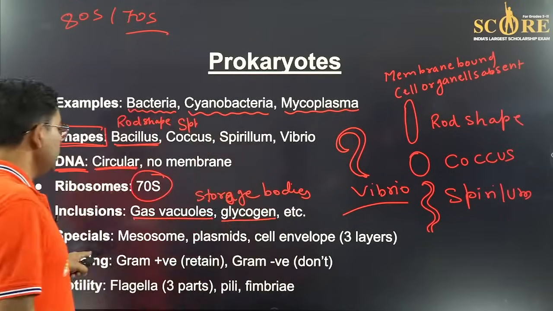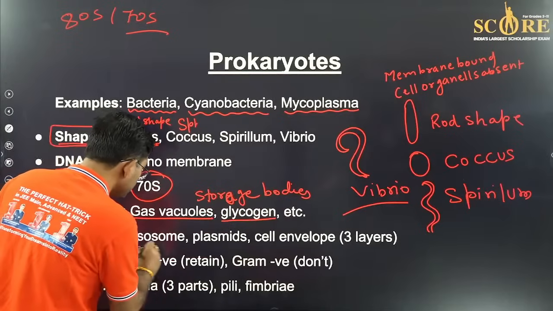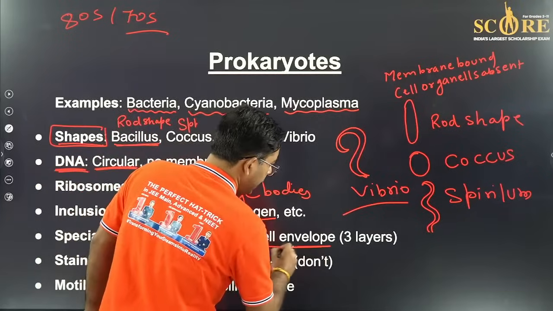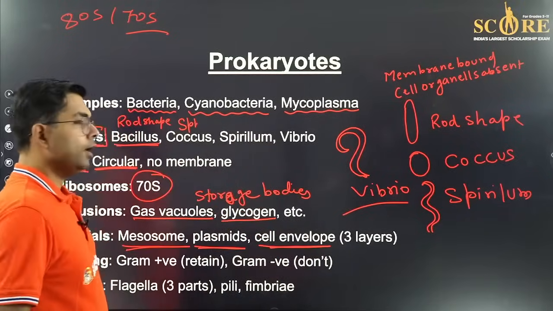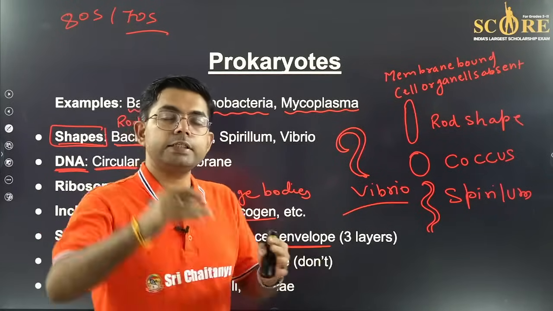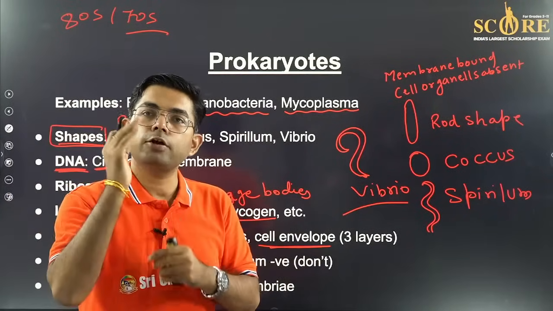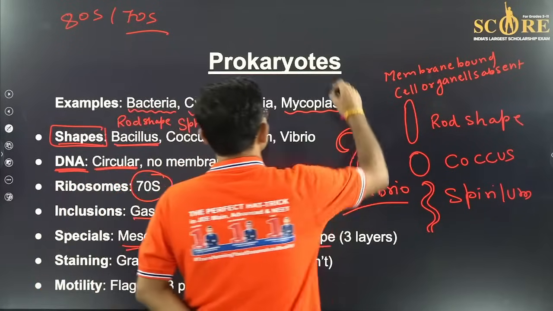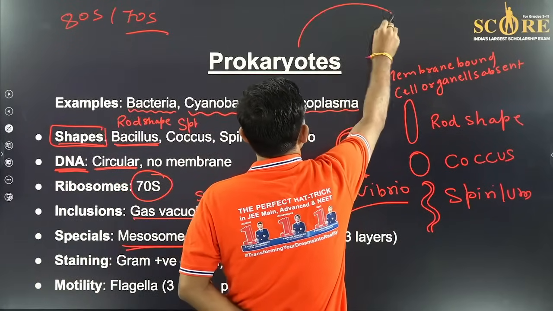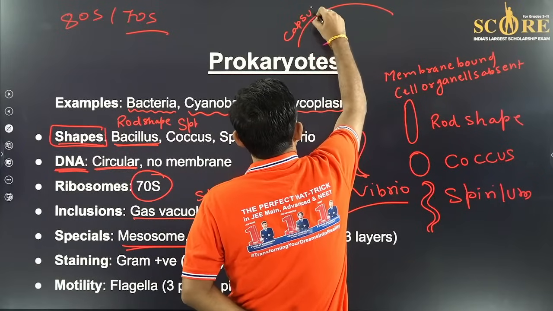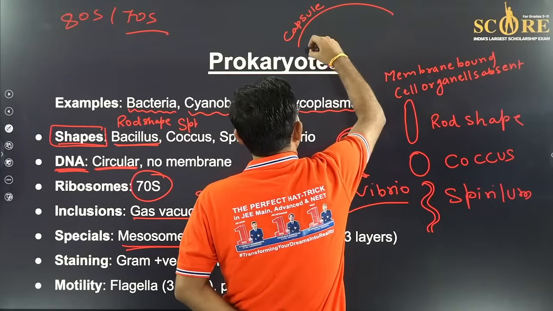Then they have mesosome, they have plasmid, and they have cell envelope, which is 3-layered. Now 3-layered cell envelope means what? So we have just seen cell wall and cell membrane. These are 2 layers of cell envelope. The 3rd layer is the capsule. So if I write it like this, outermost layer is called capsule, or sometimes we also call it glycocalyx.